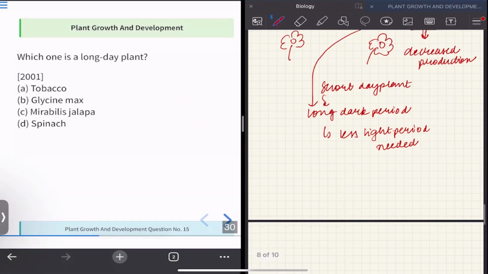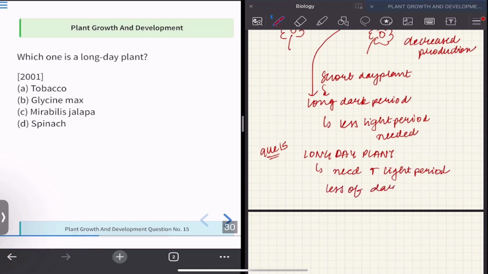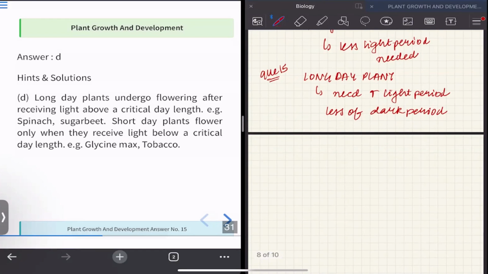Moving on to the next question, which one is a long day plant? So we just studied short day plants. Now we'll study long day plants. Long day plants actually need more light period and less dark period. Okay. So what is an example of long day plants? Long day plant examples are spinach and sugar beet. When we studied the examples for short day plants, short day plants are glycine max and tobacco.